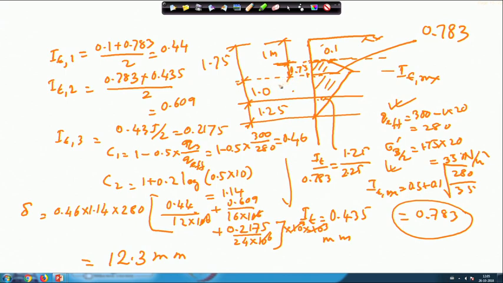So, 1.75 to 2.75 is the first layer, and the third layer is extending beyond, but I will be considering from 2.75 to 3 meter depth. Okay. So, this is the thing: 3 meter from the base of the footing. So, this is taken. So, once I know this value and this value, then what I have to find out?